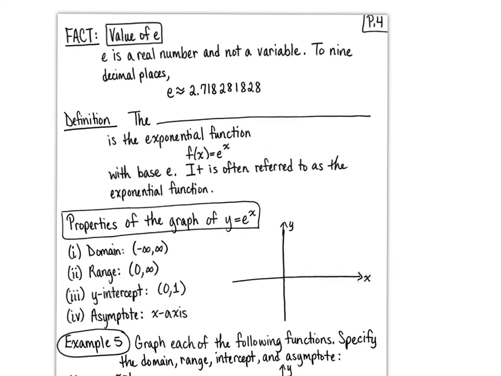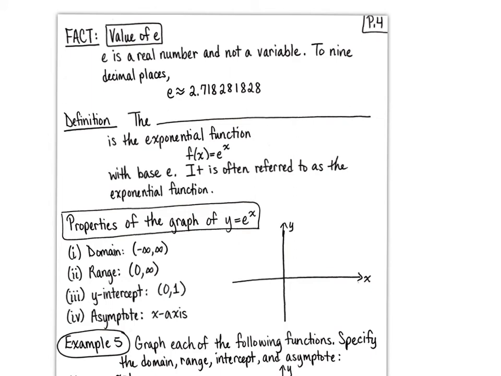So the value of e, notice that you'll see e on your calculators and you'll see how to apply it. e is a real number. It's not a variable. To 9 decimal places, e is approximately 2.718281828.